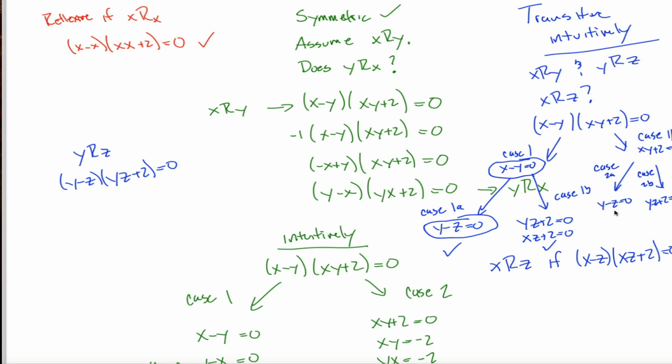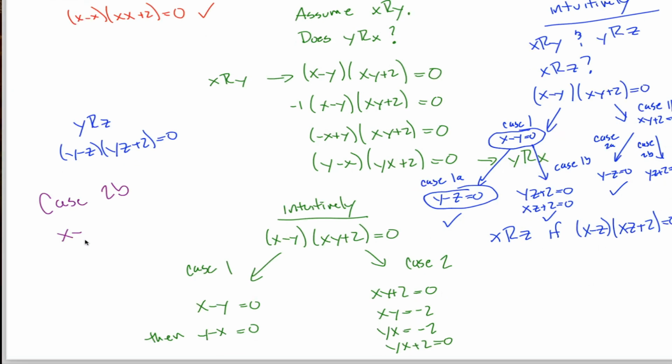What about case 2a? Well, here y and z are the same number, and xy + 2 = 0. But since y and z are the same, I can change this y into a z and say that xz + 2 = 0. If xz + 2 = 0, this is 0. The whole thing is 0. There's an arrow from x to z. I get symmetry again. The most challenging case is case 2b. I think it's worth rewriting.